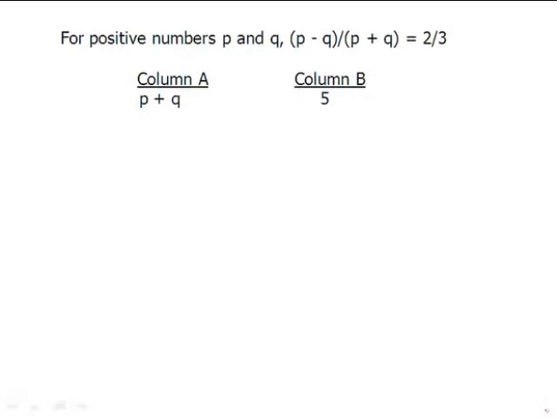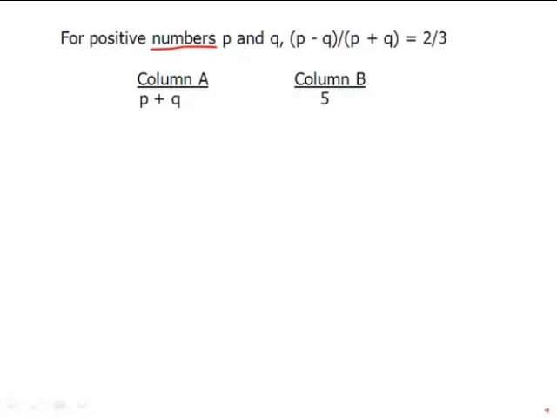This is a tricky one. For positive numbers p and q, (p minus q) over (p plus q) equals 2/3. And we want to compare the value of p plus q to 5. Well, let's think about this for a second. First of all, we know that p and q are positive numbers. This doesn't necessarily mean they are integers. They could be fractions, they could be decimals, they could be any numbers on the number line as long as they're positive.